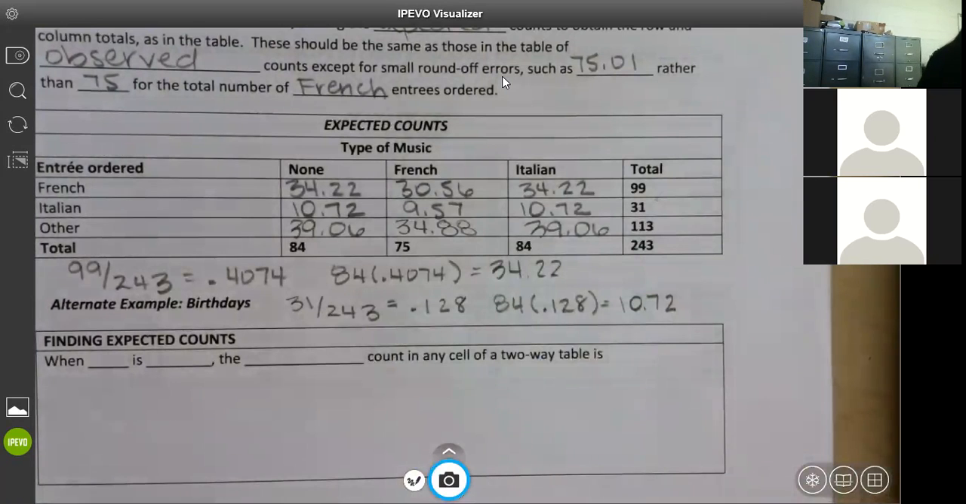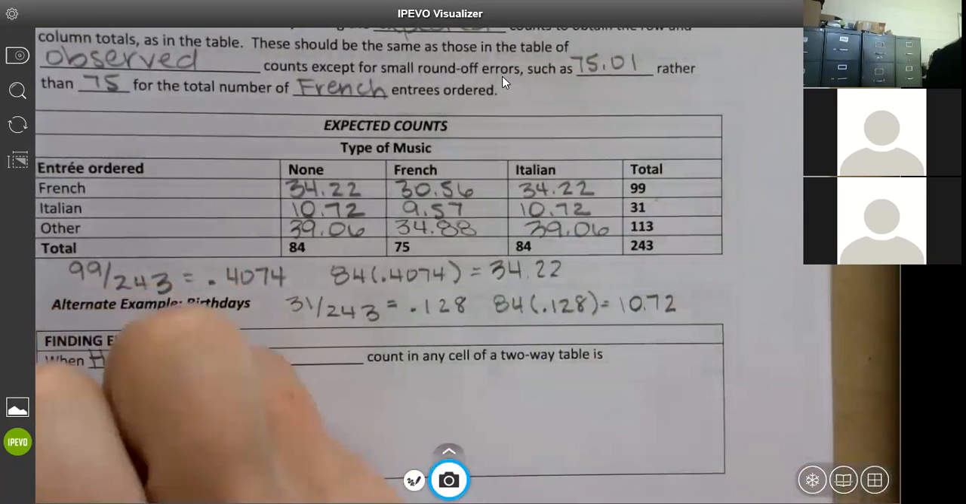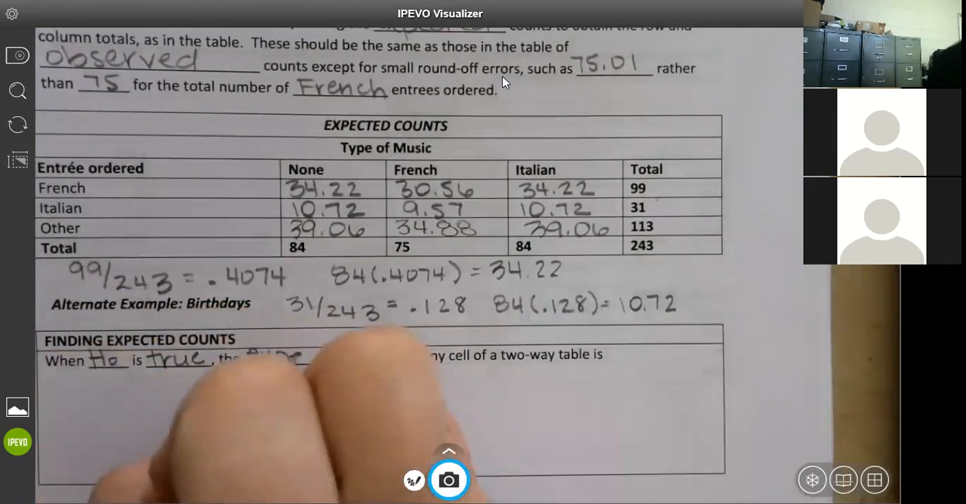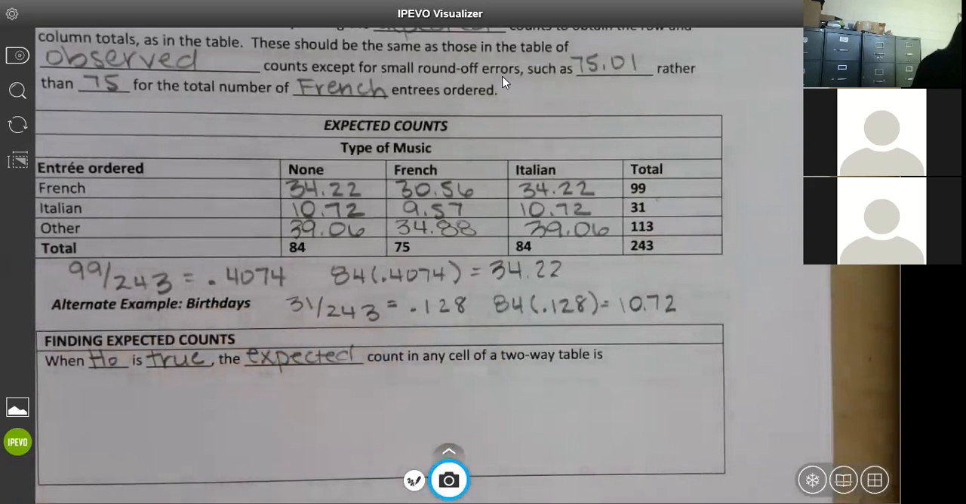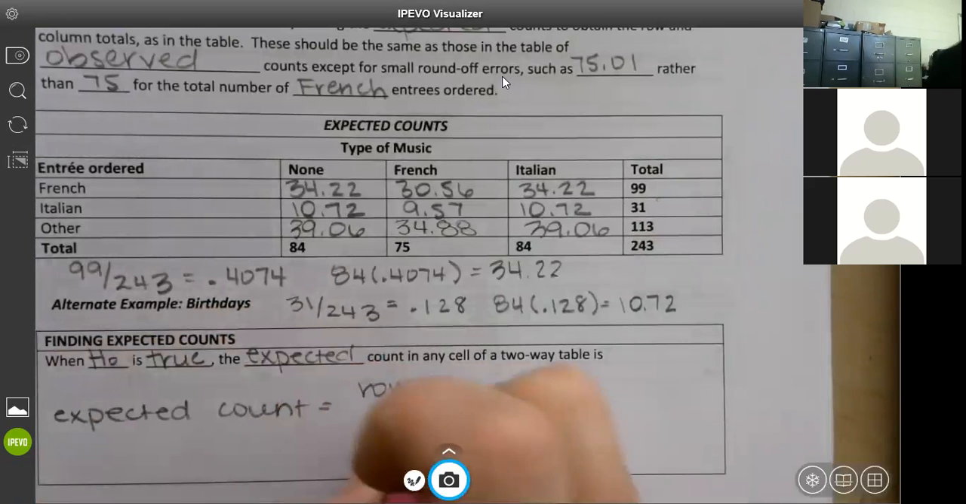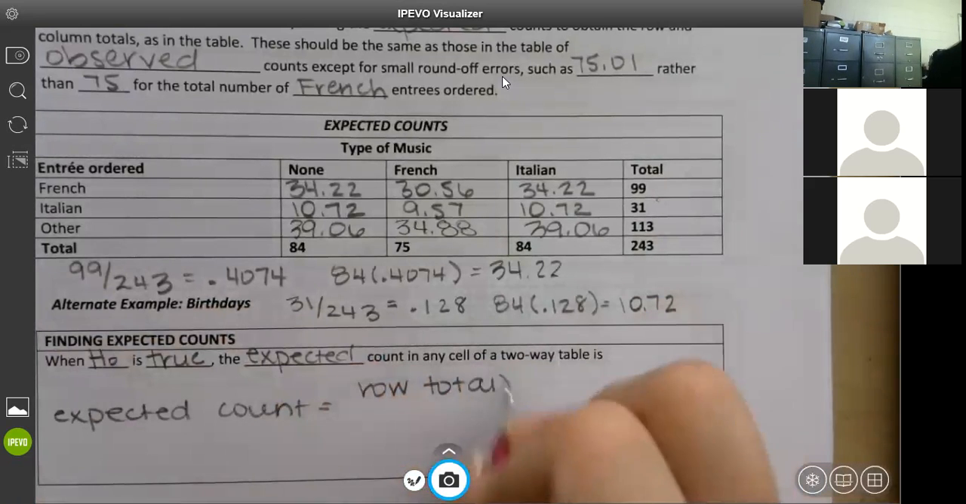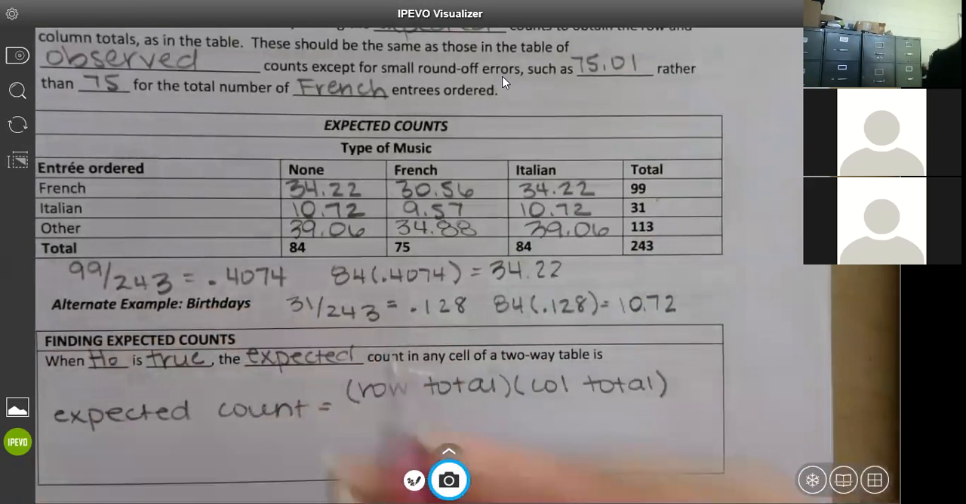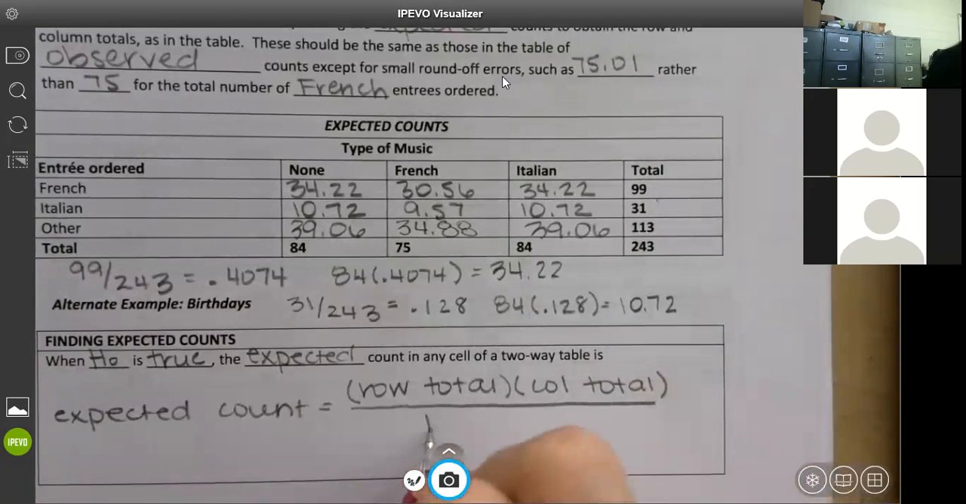So finding expected counts when H sub O is true. The expected count in any cell of a two-way table is, this is the formula for expected count: the row total times the column total over the table total.